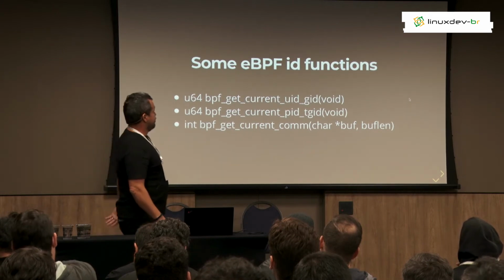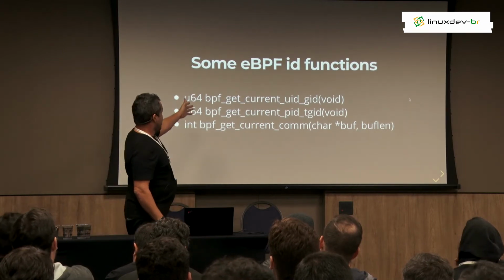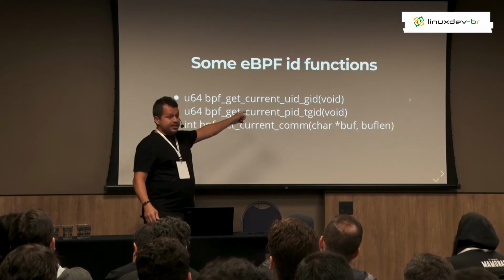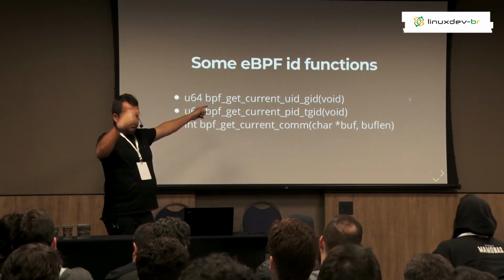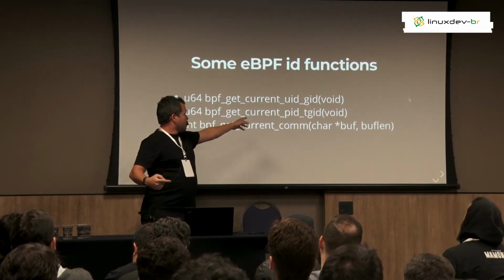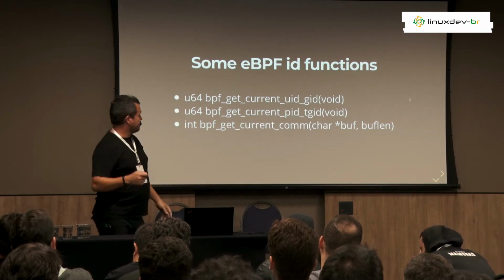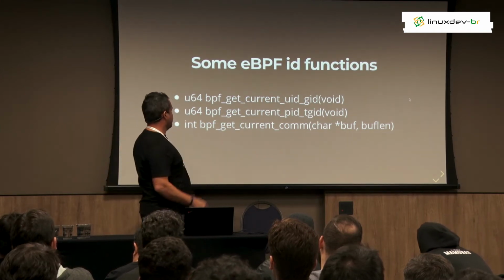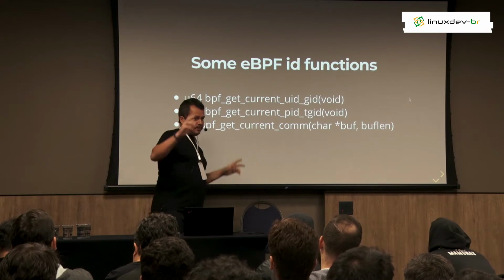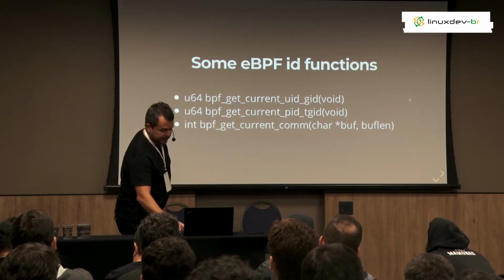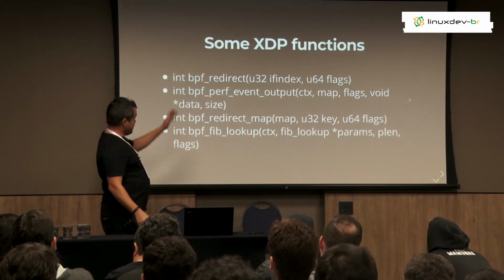So these are some of the BPF helper functions. Let's say you can ask, who is the user? What's the PID and group ID for the current process? What's the short name for the current process? There are many others. This is for XDP.